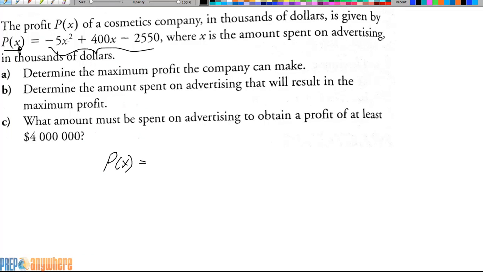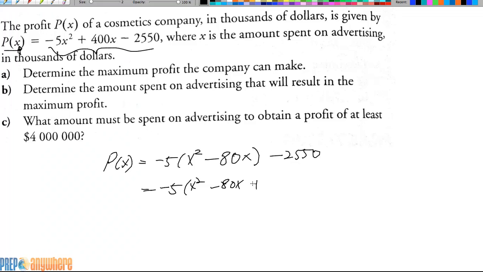So let's do that. Let's factor out -5. It gives you minus 80x. Okay, and then let's complete the square. What we need is this divided by 2, which is 40 squared. So that's 1600. Okay, so you add that and you subtract it as well.